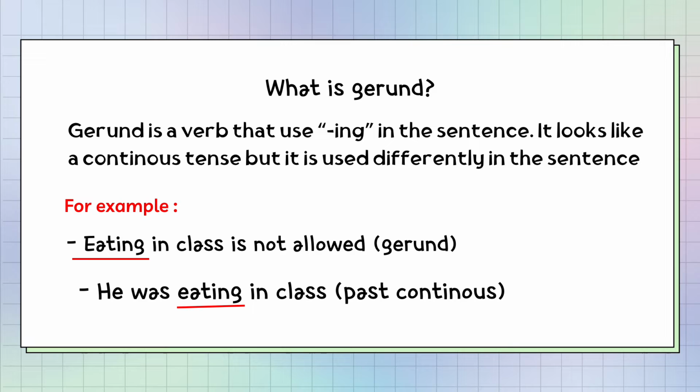And we move to another sentence. Number 2: He was eating in class. It's past continuous tense. Why can I say that? Because eating in here has a function as a verb. The meaning of this sentence is dia telah makan di kelas. So it describes an action. It means this sentence is not a gerund, but a past continuous.